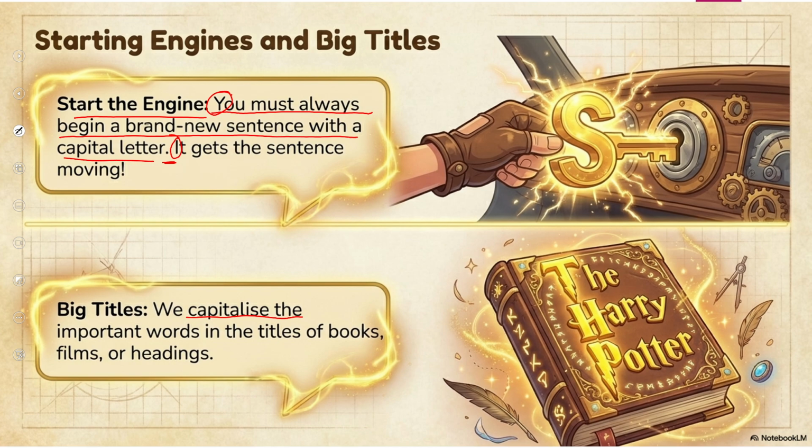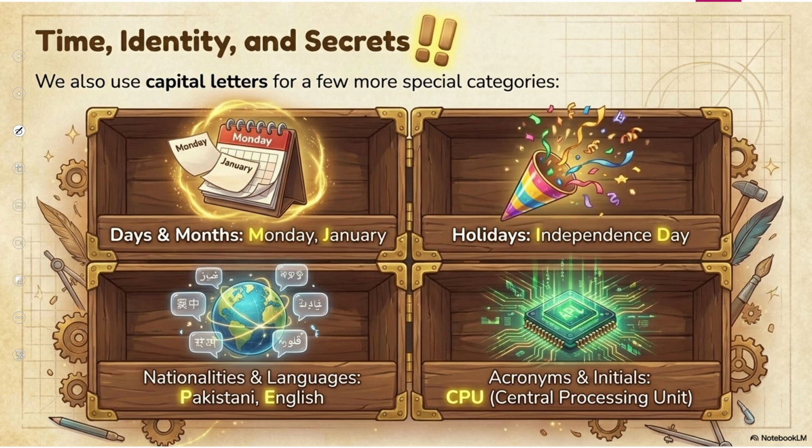We capitalize the important words in the title of books, films or headings. For example, you have to write about a title of the book, the name of a film or story. You have to write a capital letter before each word of that title. We also use capital letters for more special categories.